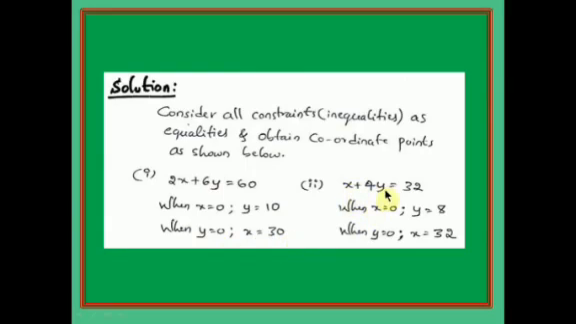Similarly here also, x plus 4y is equal to 32. x is equal to 0, y is equal to 32 divided by 4, which is nothing but 8. Next, when y is considered as equal to 0, this term 4y goes to 0. Only x equal to 32 remains, that is being written here. So once y is equal to 0, x equal to 32.